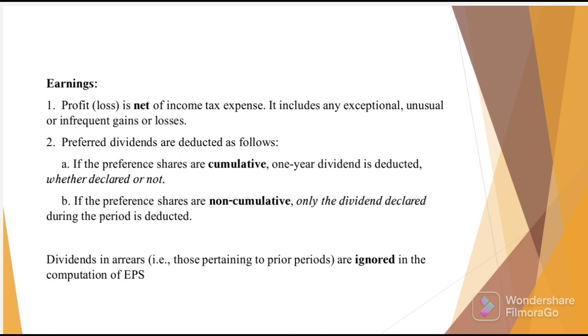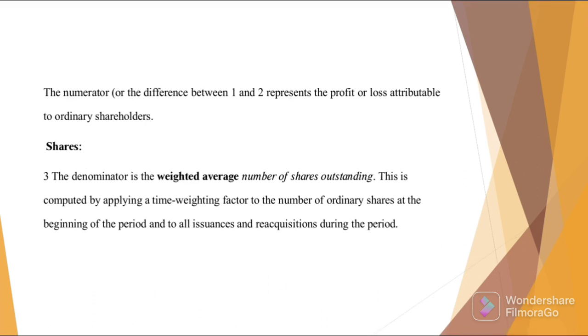Ngayon, ang denominator sa formula ng basic earnings per share ay nire-represent naman ng shares. The denominator is the weighted average number of shares outstanding. This is computed by applying a time weighting factor to the number of ordinary shares at the beginning of the period and to all issuances and reacquisitions during the period. Time weighting factor is the number of days that the shares are outstanding over the total number of days in the period.